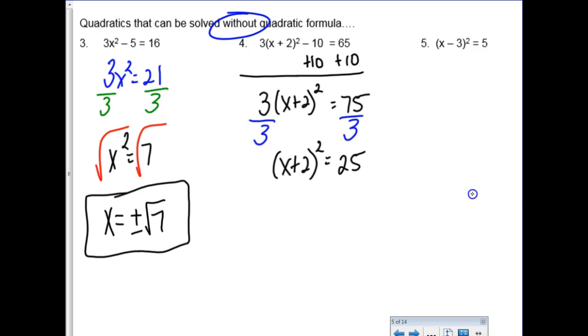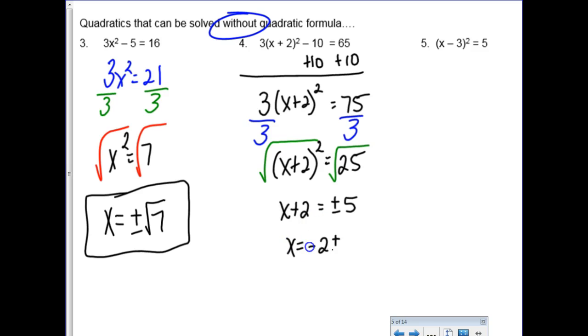So now we have a quantity squared. This would be a great time to square root. So we have x plus 2 equals, we know it's the positive and the negative, square root of 25, which is 5. And the goal is to solve for x. So we're going to subtract 2 from both sides.